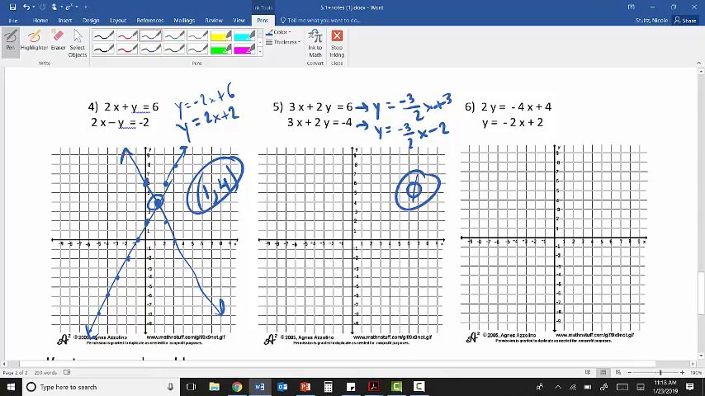And if you want to check it, you're welcome to, but we start at 3 and we go down 3, right 2, down 3, right 2. We start at -2, and again we go down 3, right 2, down 3, right 2. You will graph a pair of parallel lines, so they will never intersect.